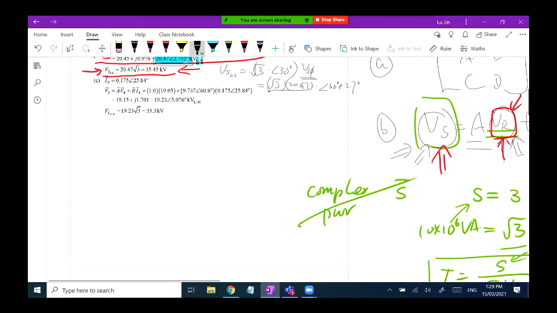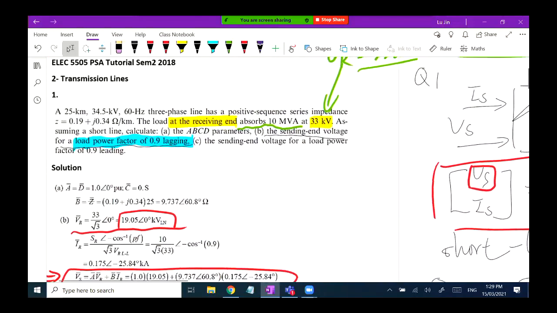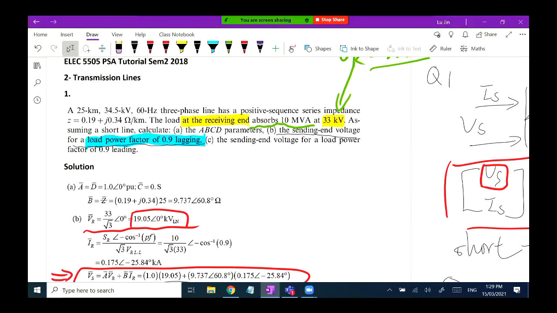Okay, let's go back to our question. We don't have too much time, so I don't want to do part C of question number 1 because it uses exactly the same procedures. The only difference is we are getting a power factor of 0.9 leading. So the only difference is leading and lagging. Is that okay if I skip part C?